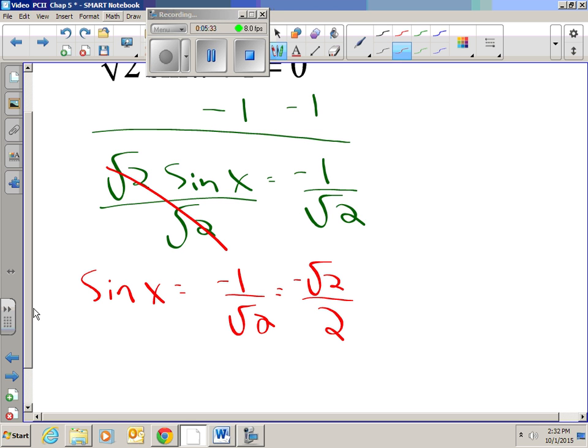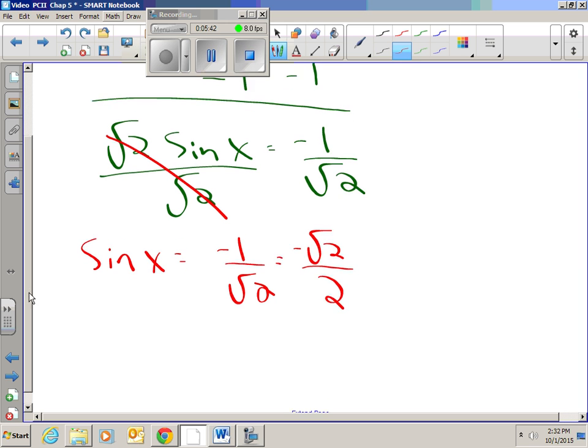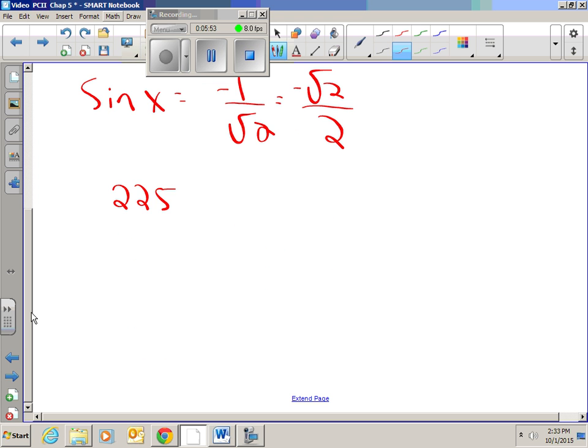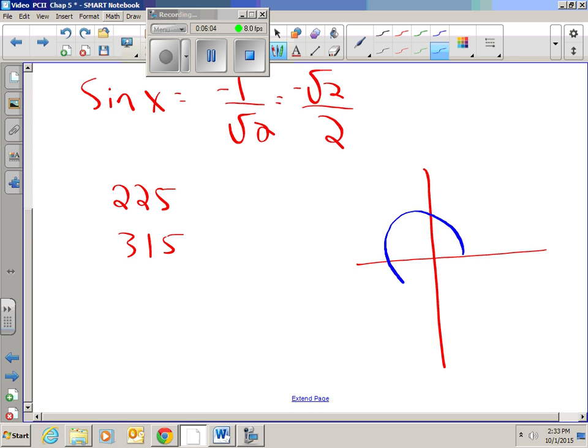I'm hoping you recognize that as one of our special right triangles. I have a negative sign, which is third and fourth quadrants. So now I know that those are the 45-degree angles in the third and fourth quadrants. The first one is 225. The second one is 315. If you think about that, it's because I need to get to the 45-degree angle in the third quadrant. That's 180 plus 45, which is 225. I also need to get to the fourth quadrant angle. That is the 45.